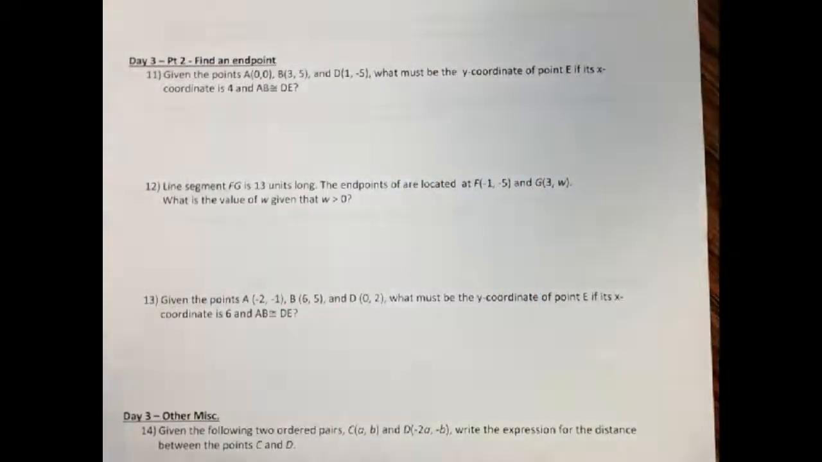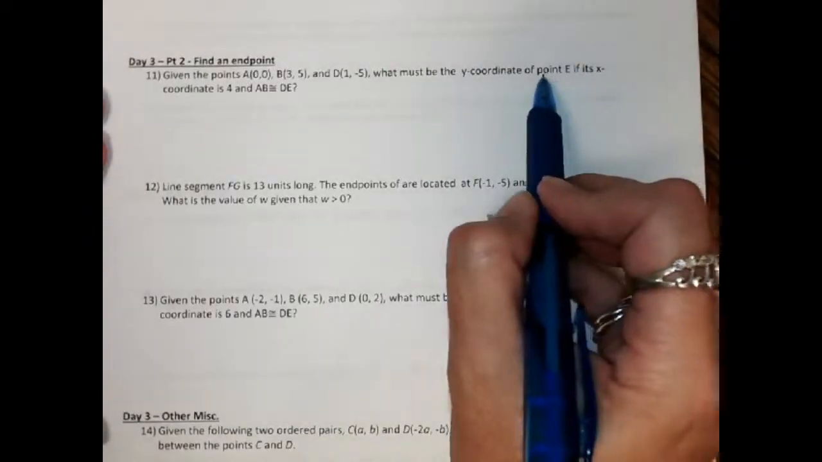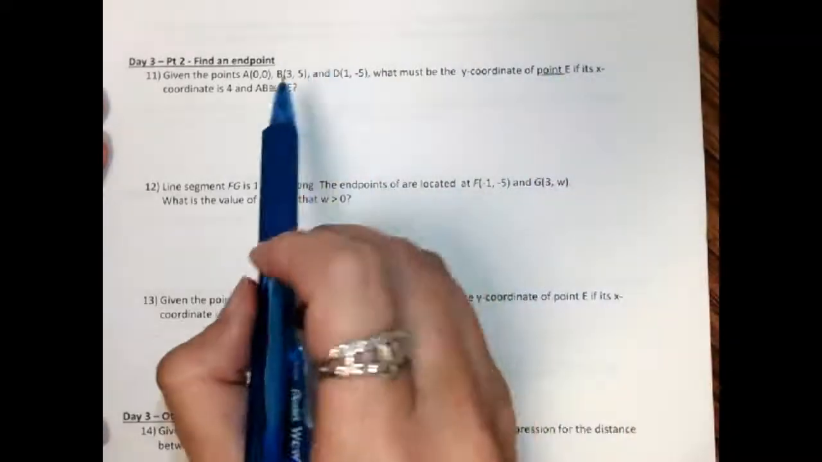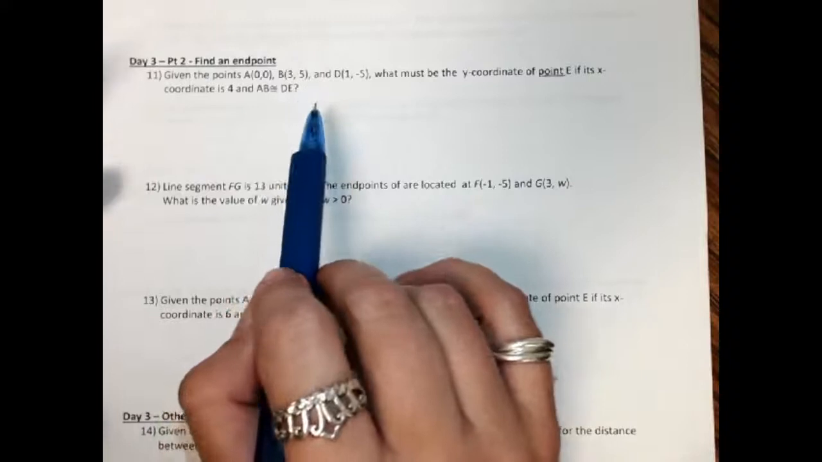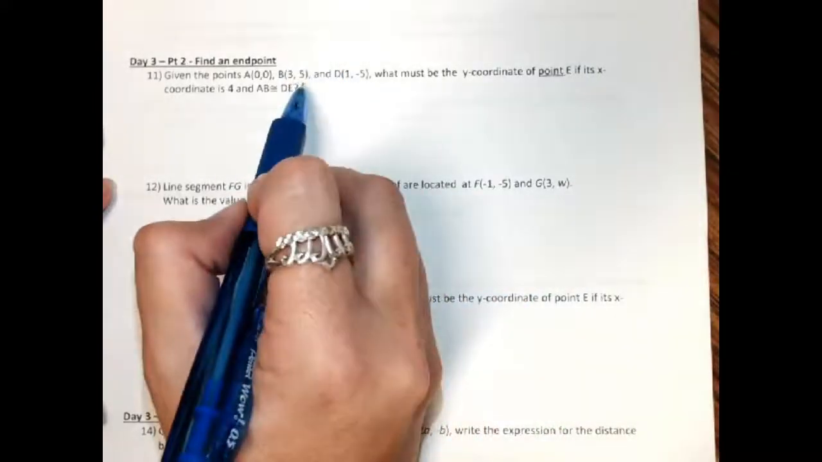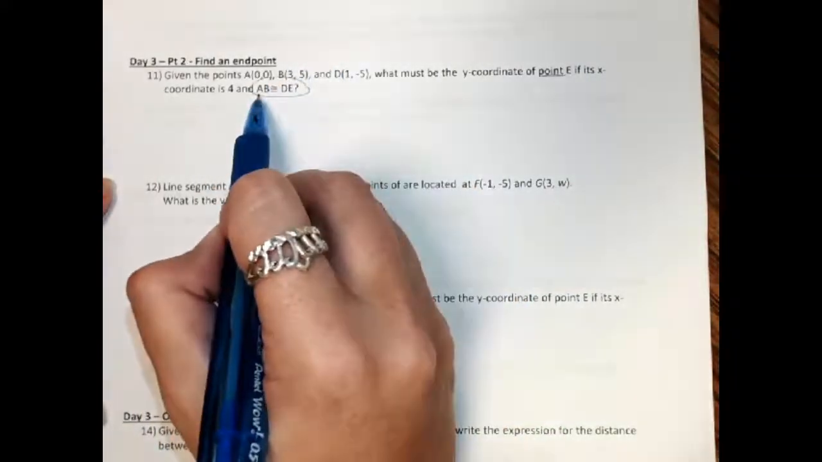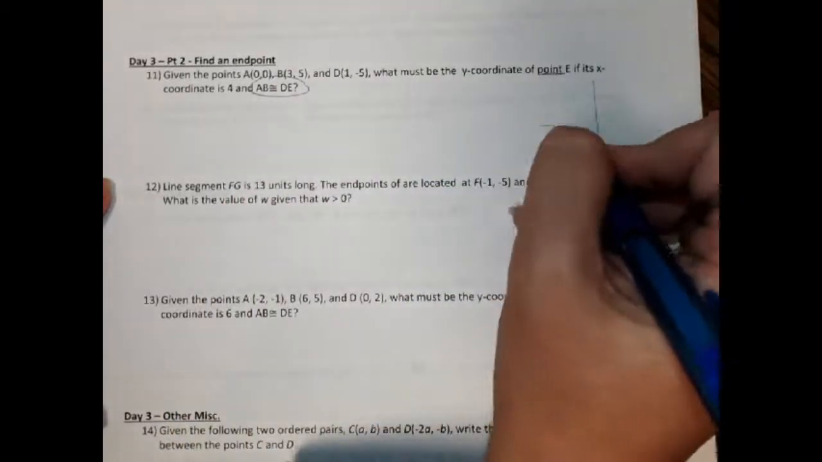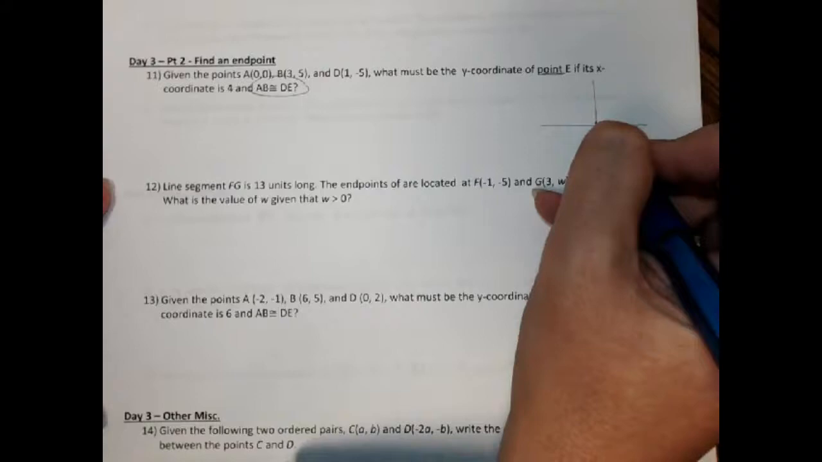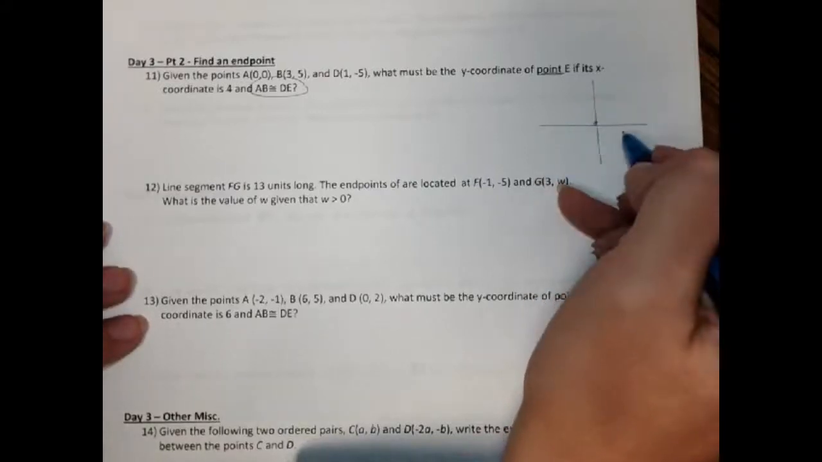Our last section here, well, this section, we have one more, I guess, is where I'm looking for one of the endpoints. So they gave me a coordinate, and we're looking for a missing part. This is just like the notes we did on day 3. Remember, this means that AB is equal to DE, so I really do suggest that you take and draw these points out here on a graph so that you can see what you're looking for.